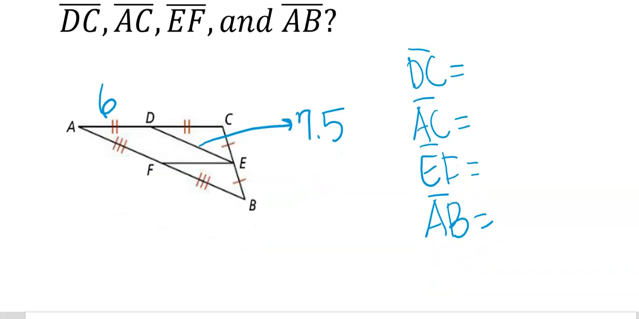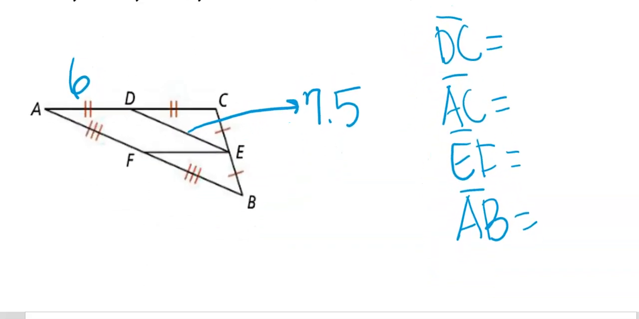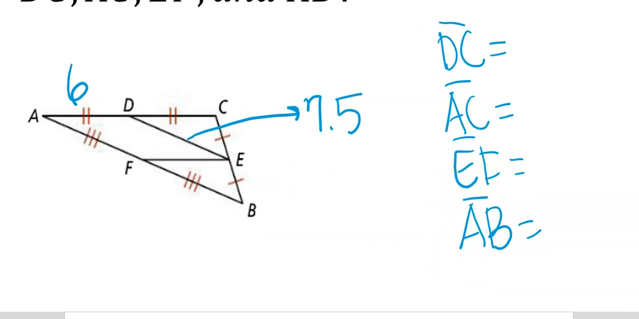You don't have to redraw the picture unless you want to. Which one is 6, AD or AC? AD. AC, I'd put it in the middle. So AD, that one is the 6. DE is the 7.5. So give me those lengths. Make sure you label them. And that can be like the first problem that you have on your assignment.